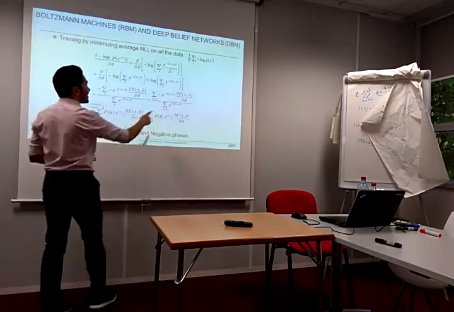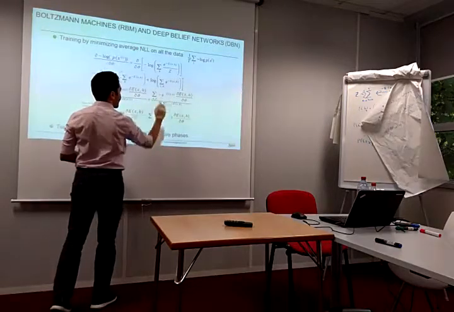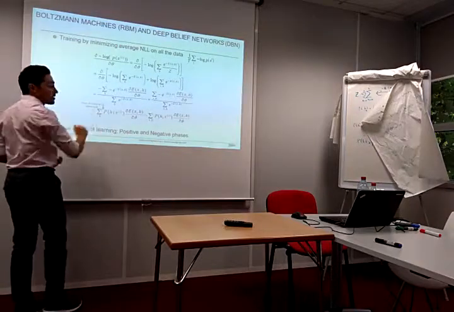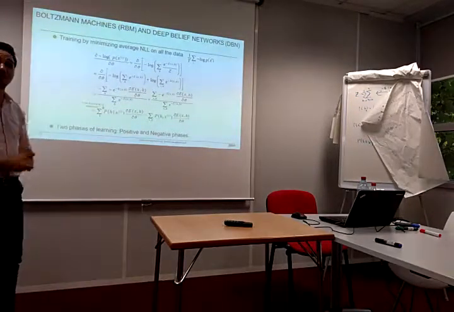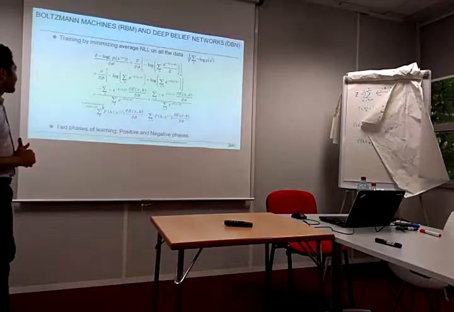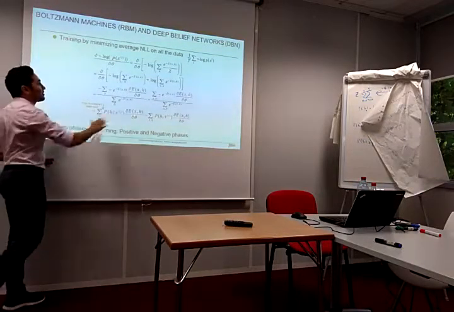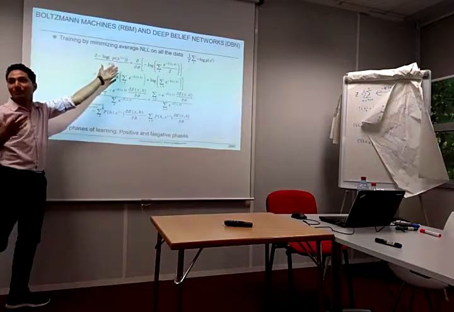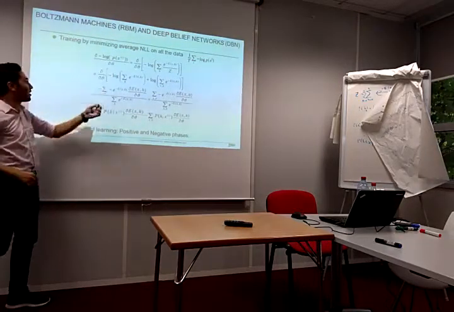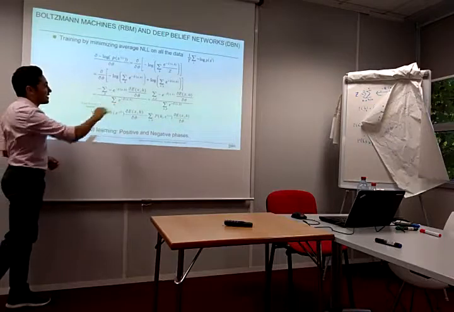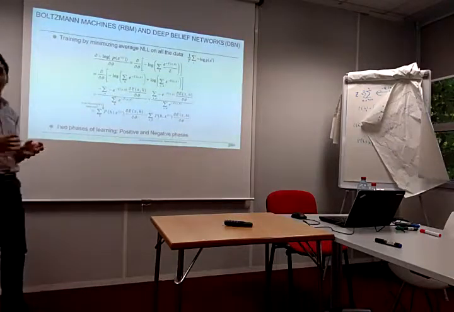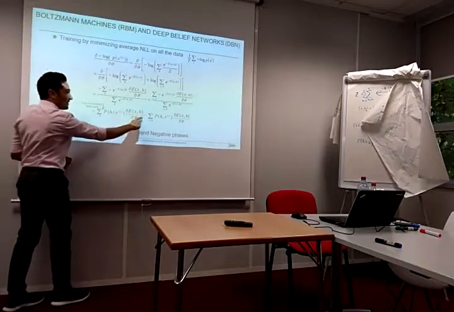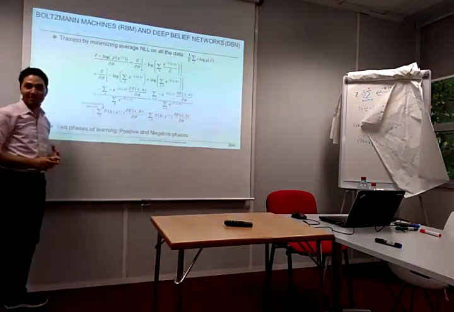And now we can say that this is p of h given x, and this is p of h given x. And this is what we have reached. The differentiation of the cost function, that we are convinced is good, with respect to theta is this. Here we have what is called the positive learning phase and the negative learning phase.